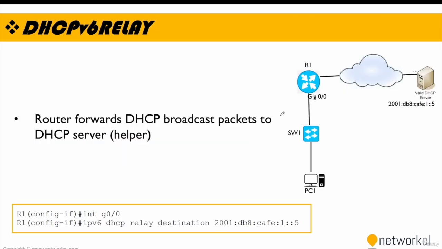And there's something called DHCP version 6 relay also, that is very much the same logic as the DHCP version 4 relay. This time the router forwards DHCP broadcast packets to the DHCP server itself. And how I'm configuring it is I'm going into the interface mode, and the config I'm typing is IP version 6 DHCP relay destination and the IP version 6 address of the valid DHCP server.